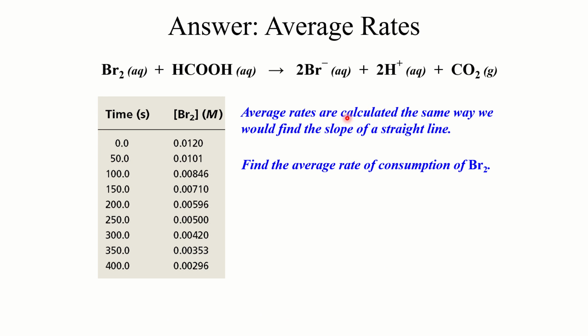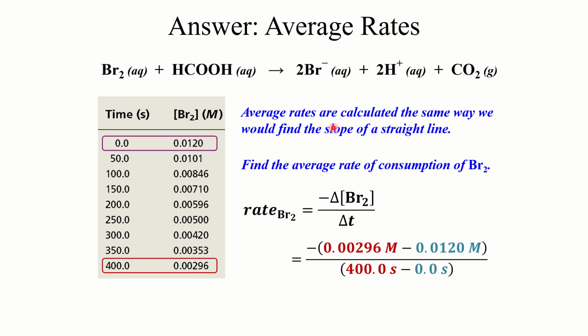So as mentioned, they are calculated the same way we would find the slope of a straight line. If we want to find the average rate of consumption of Br2, we would use the last data point and the initial data point. We could call these our y2 and our y1. If we think of a slope calculation, it's y2 minus y1 over x2 minus x1. So we can think of these concentration values as the y values and the time values as the x values.